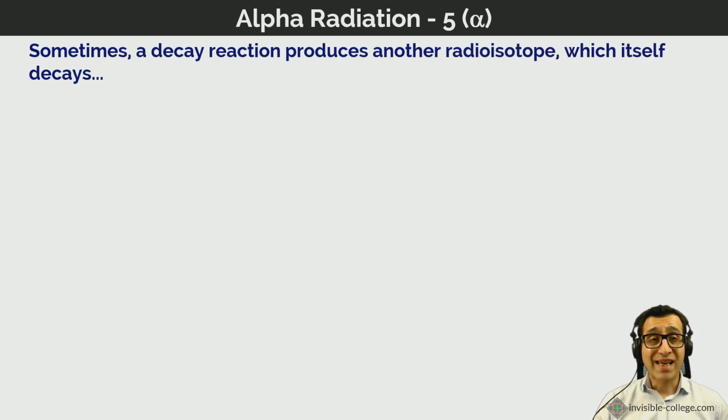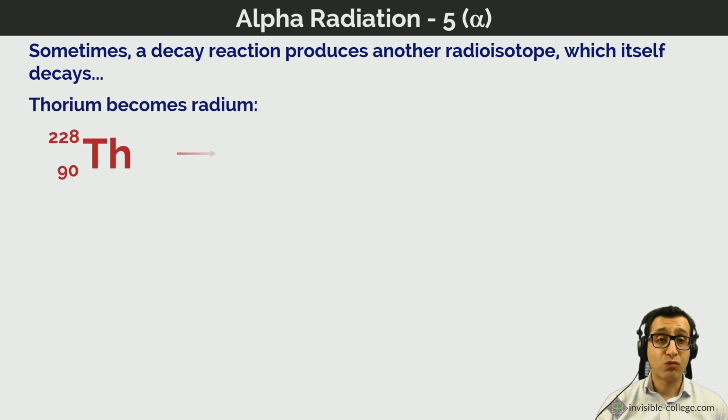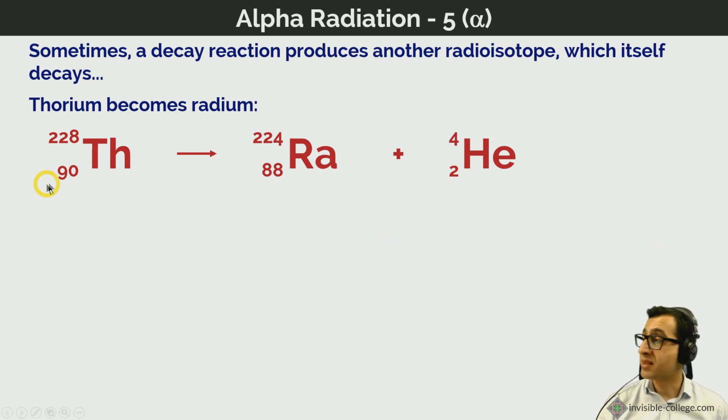So sometimes a decay reaction will produce another radioactive isotope which will itself decay, and we saw this in that nuclear decay chain that we saw previously in the previous hour. So thorium can become radium by alpha emission, and this is shown by this nuclear equation here.